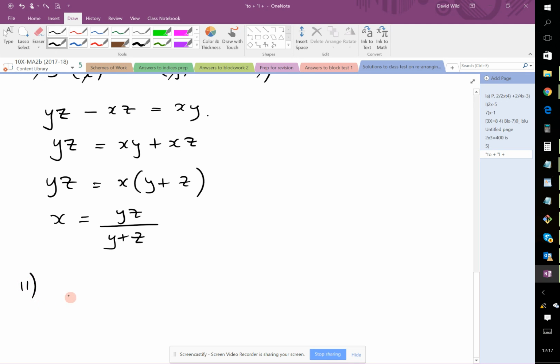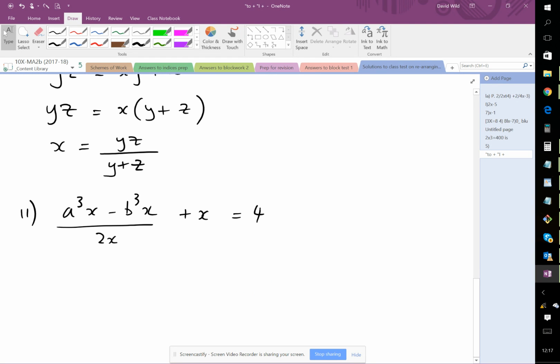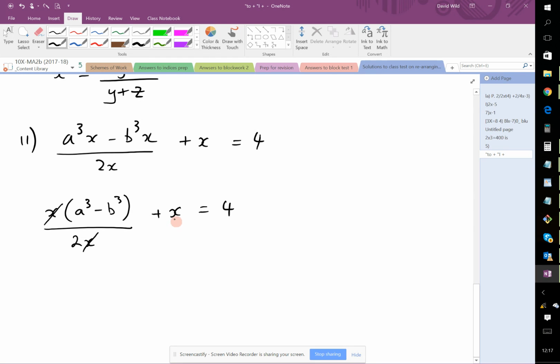Question 11. a cubed x minus b cubed x over 2x plus x equals 4. Now this looks horrible, but it really isn't. If you notice that this numerator here factorizes, what we can do then is to cancel these x's. And now, to get x on its own, we simply subtract whatever's left from both sides. So x is 4 minus a cubed minus b cubed over 2.